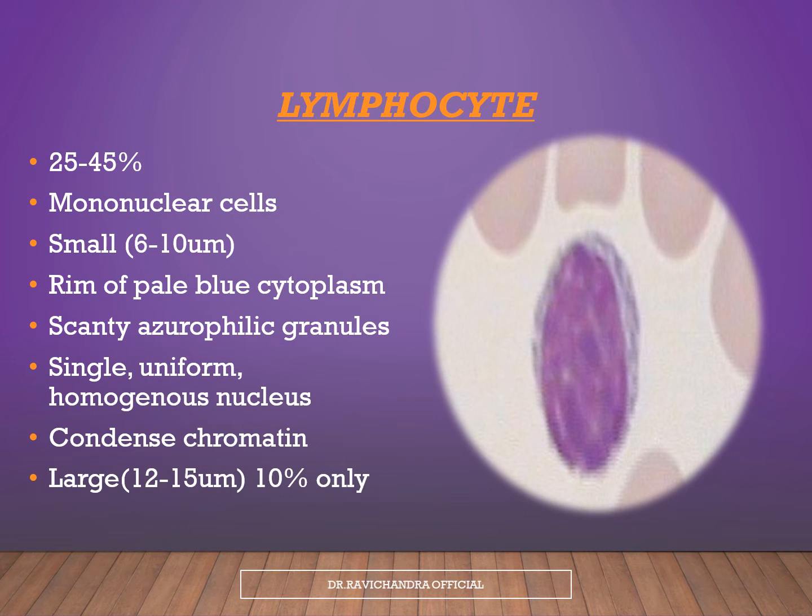Coming to a lymphocyte, it is small in size, 6 to 10 microns, and its percentage is around 25 to 45% of the WBCs. They are mononuclear cells with a rim of pale blue cytoplasm and scanty eosinophilic granules, and the nucleus is homogeneous, single, and uniform with condensed chromatin. Large lymphocytes have a size of 12 to 15 microns, and are only around 10%.